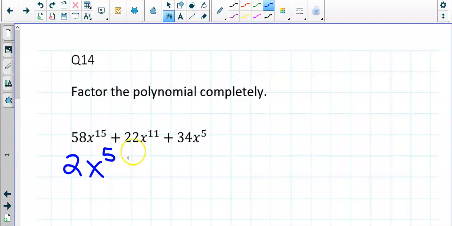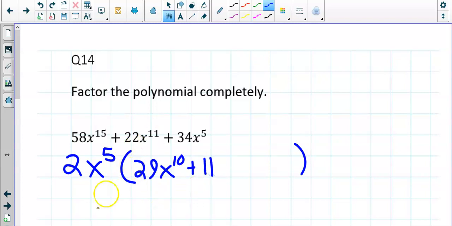So now all you got to do is tell me what's left. Remember, this 2 divided everybody, right? So what's 58 divided by 2? There were 15 X's, but I pulled 5 out. X to the 10th. Good. So what's 22 divided by 2? Okay. There were 11 X's, but I pulled 5 out. X to the 6th. Yeah.